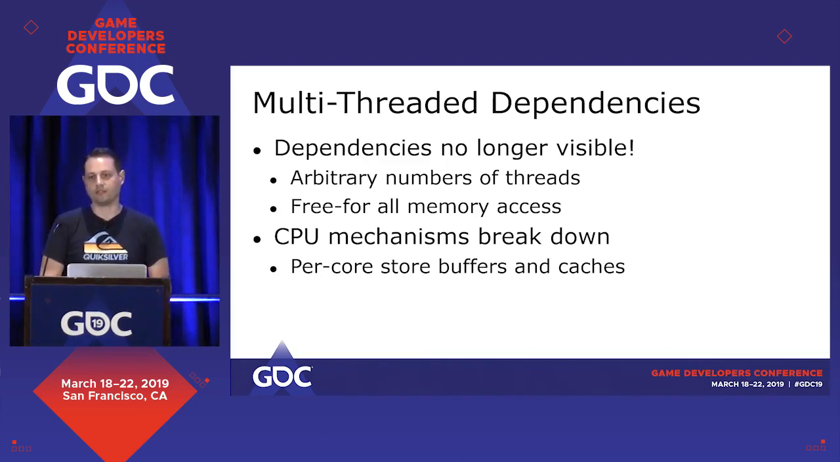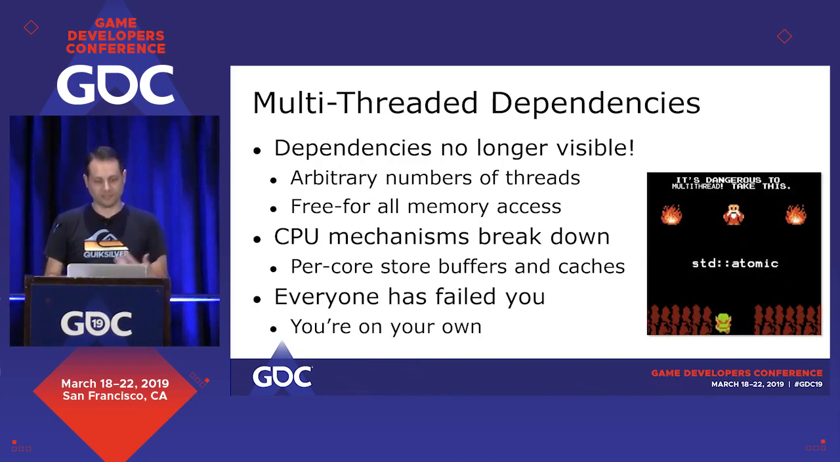So the CPUs have a lot of optimizations in them at a low level to optimize their memory operations. So for example, they may have per core store buffers and caches and things. And a lot of times this can cause the observed order of memory operations to come out differently on another thread. Really what I'm trying to say is everything's falling apart and failing you here, and you're lost in the woods with nothing but your wooden sword, which in this case is the memory barriers in the standard atomic library. Really, you're on your own.